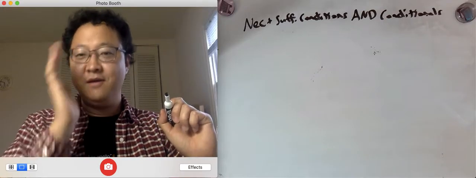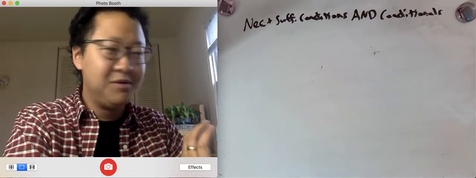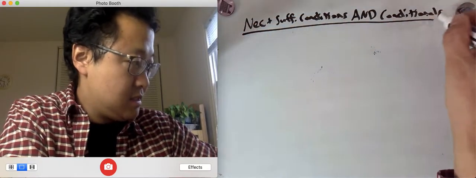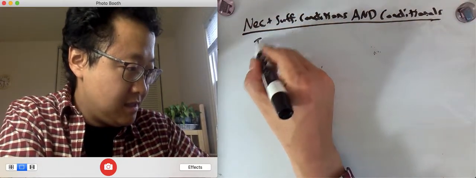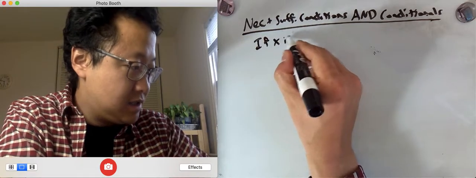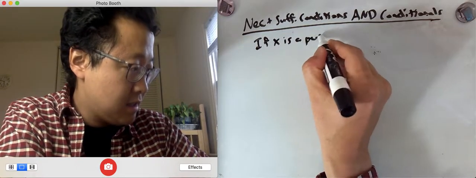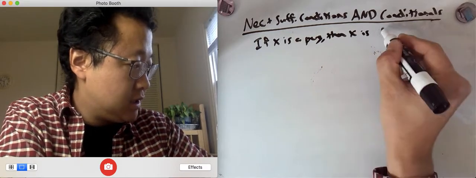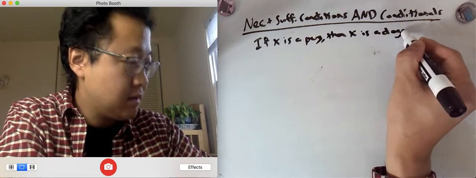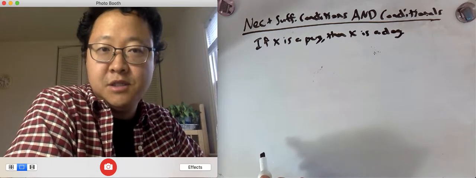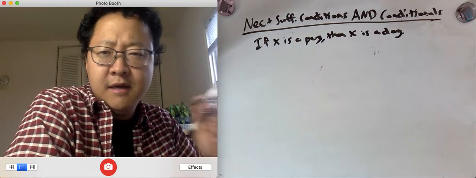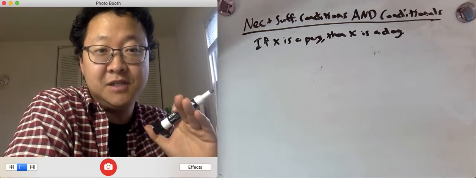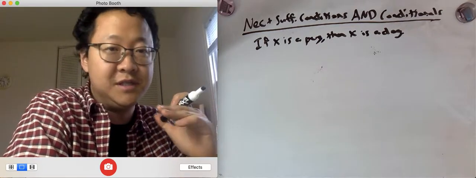Now, it'll be good to just get a simple conditional on the board. So it could be something like this. If X is a pug, then X is a dog. Okay. This is a true statement. The goal, though, is how do we state this in terms of necessary and sufficient conditions? Necessary conditions or a sufficient condition.